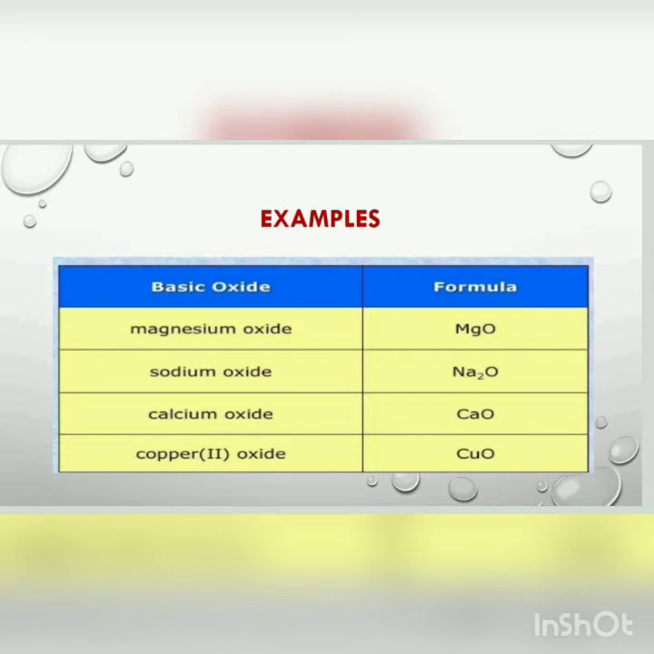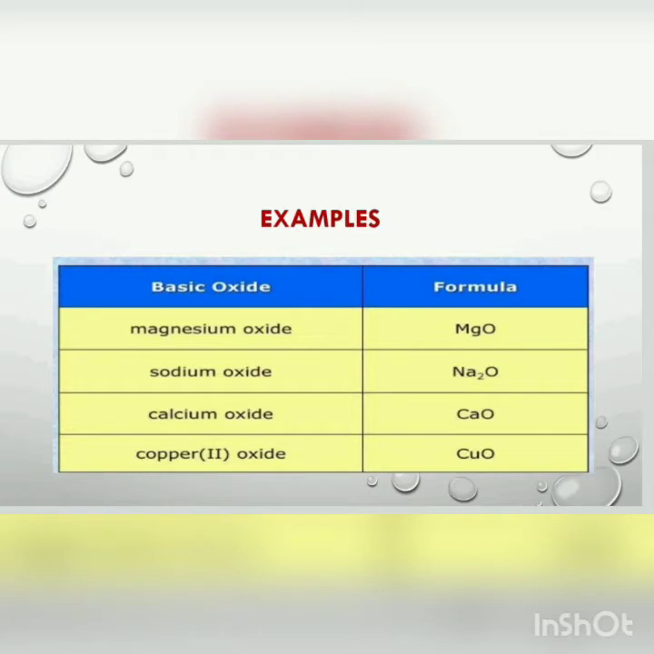So you see in this slide, the formula of magnesium oxide is MgO, the formula of sodium oxide is Na2O, the formula of calcium oxide is CaO, and the formula of copper oxide is CuO. These oxides dissolve in water and form bases.